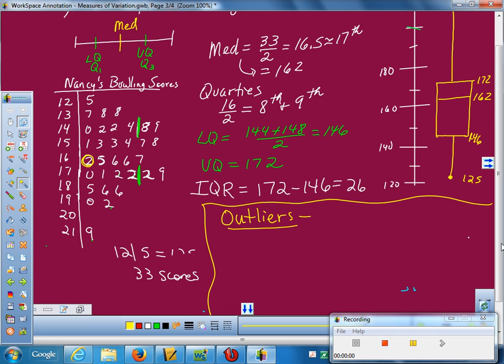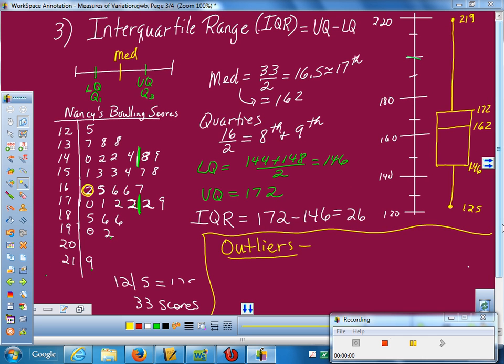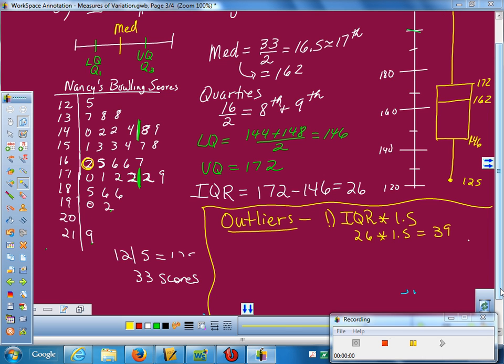Well, let's translate that into math. It makes more sense. How long was the box? That was called the what? The interquartile range. So that's 26. So what you need to do is, let me write this in steps for you. You need to take the interquartile range times 1.5, because you need to find out how far is 1.5 boxes. So in our case, 26 times 1.5 would be 39. If we have any data that's more than 39 points away from the edge of the box, it's an outlier.